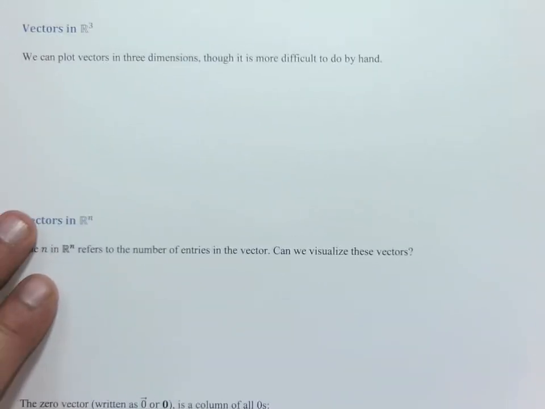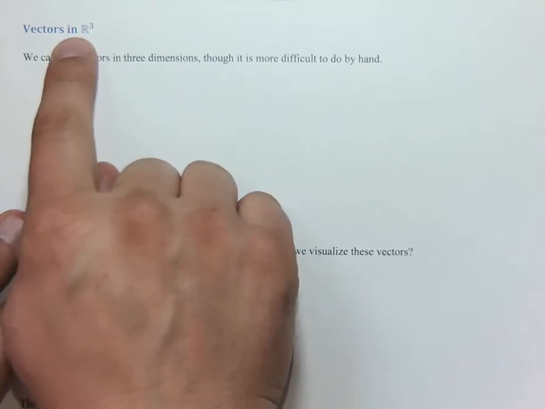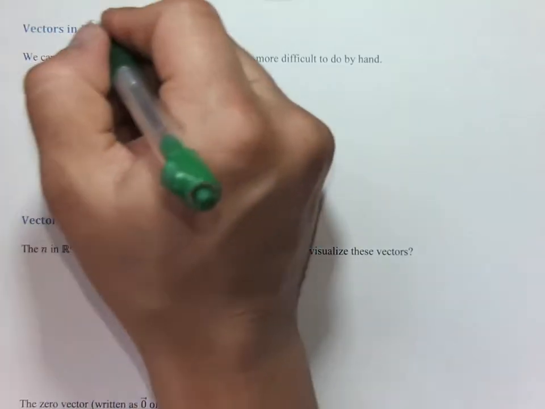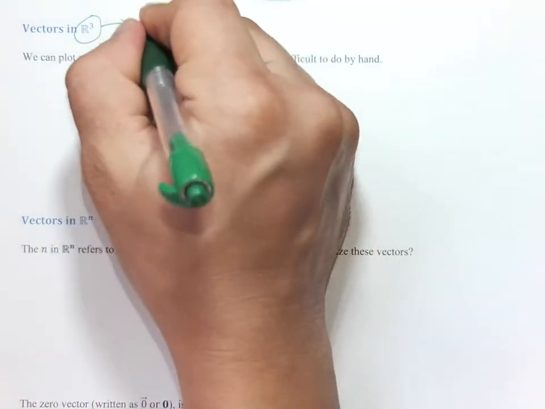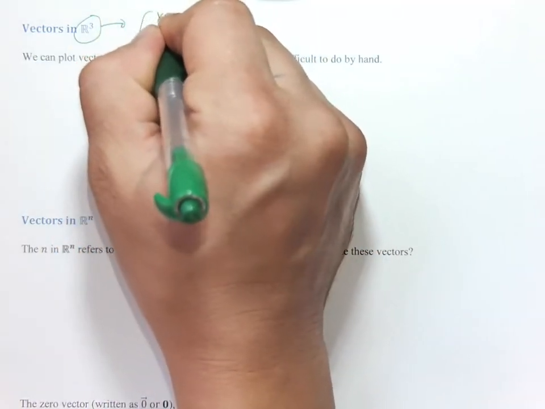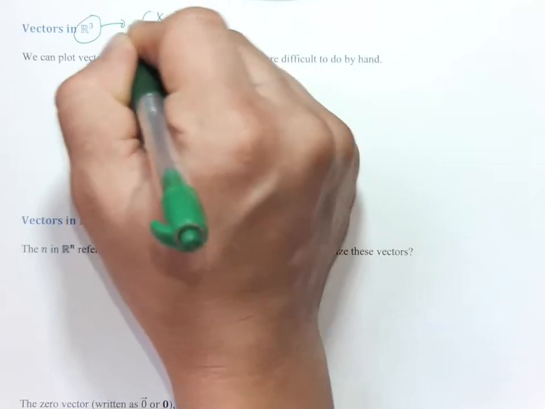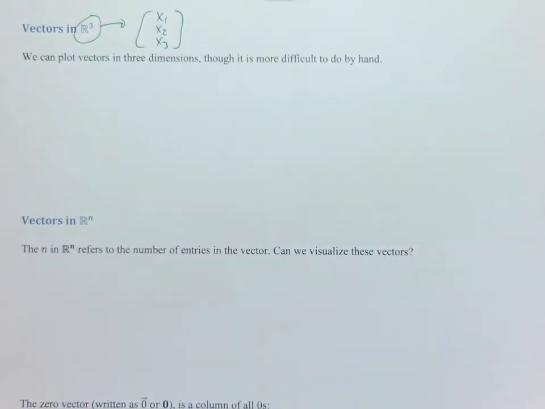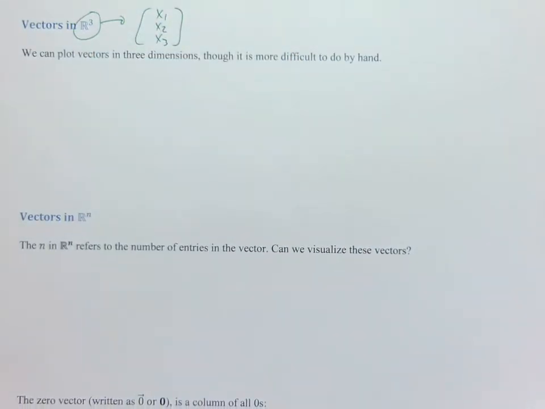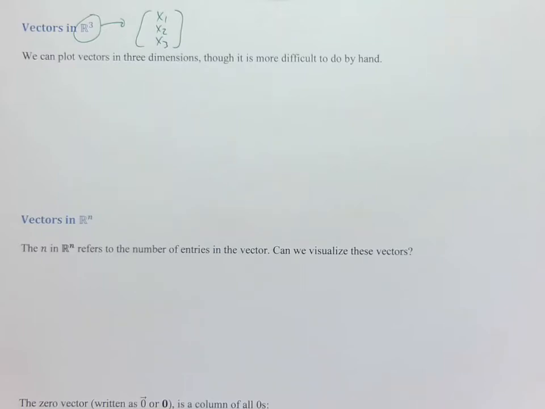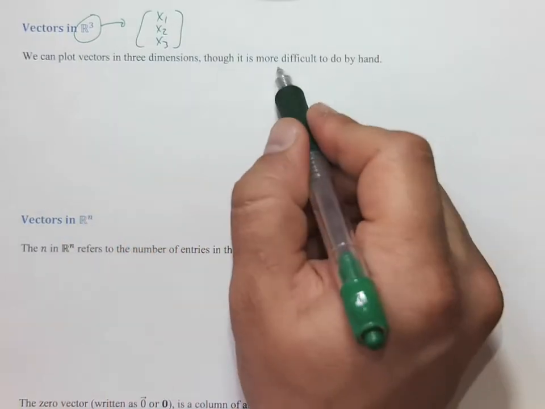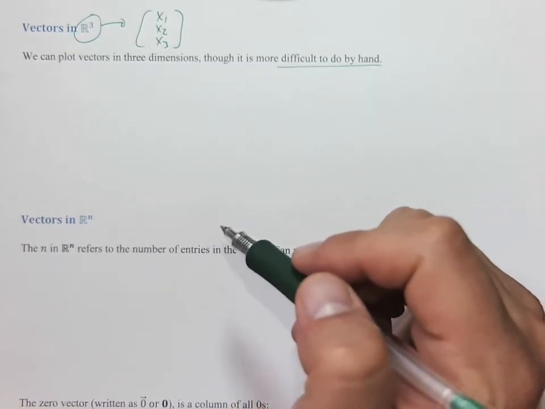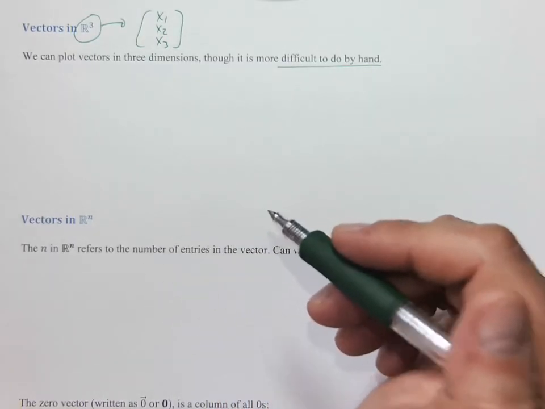So the first thing we'll look at quickly is vectors in R3. As a quick reminder, R3 means real numbers with 3 entries, and those look like x1, x2, x3. Right? That's what R3 looks like. It's possible to plot those by hand, and definitely possible to use a computer to do it. So we can plot these vectors in 3 dimensions. It's definitely difficult to do by hand, especially if you're artistically challenged like I am, but it is possible.